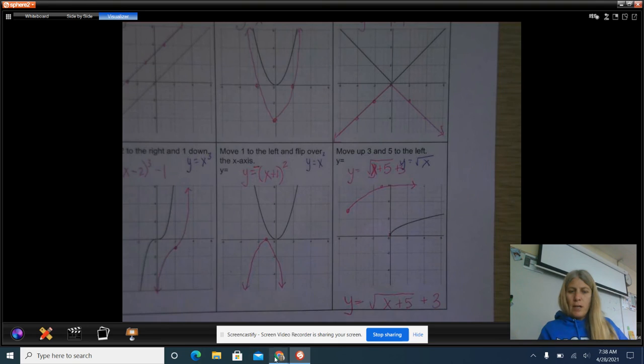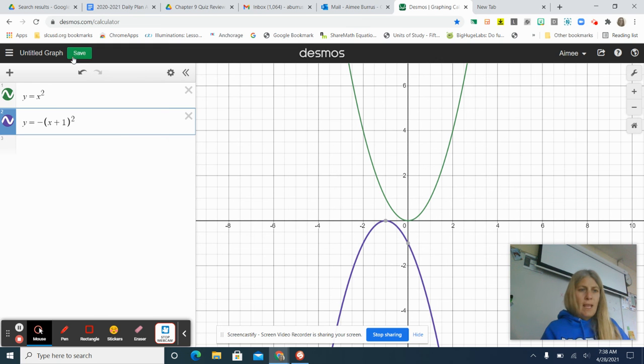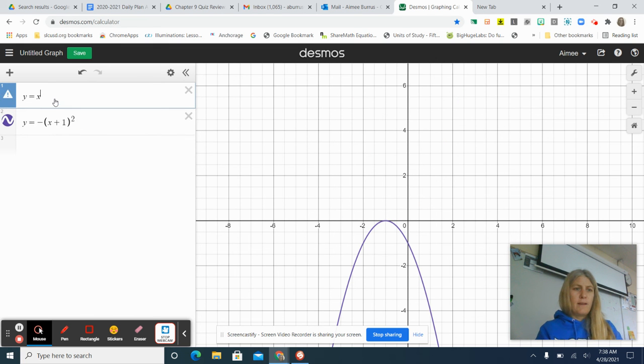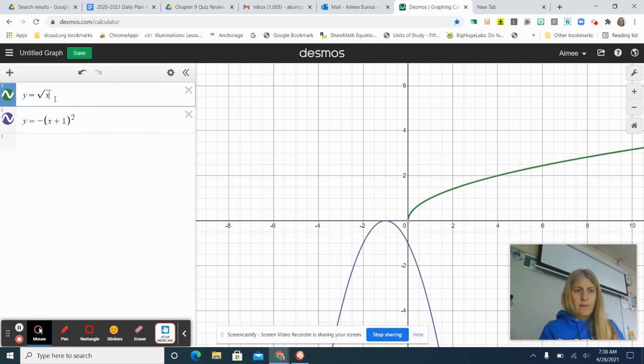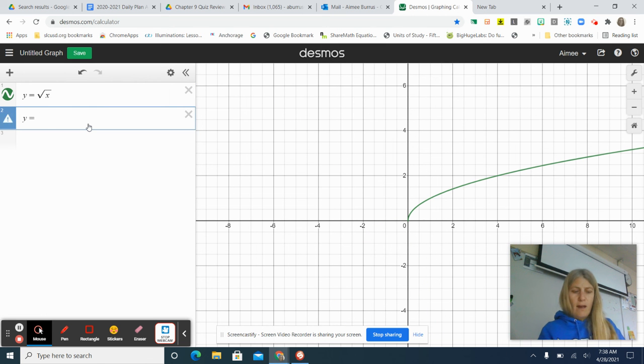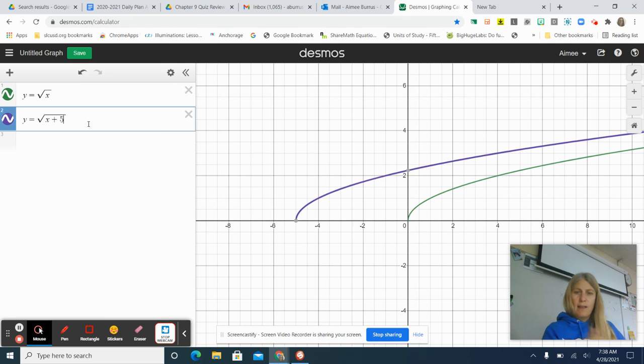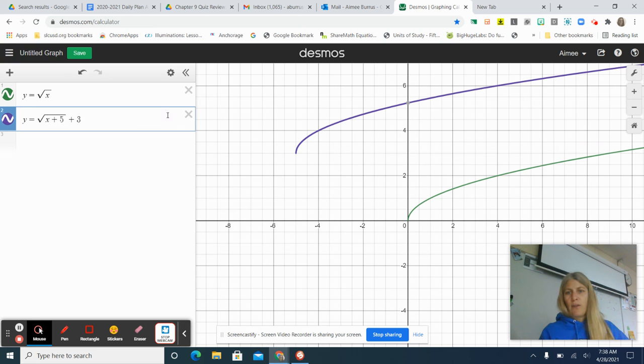Okay, so let's check that last one on here. And our original function is the square root of x. And then as we're changing that, we have the square root of x plus 5. And as you can see, that's moved it to the left. And then we want to bring it up 3. So we're going to go plus 3.